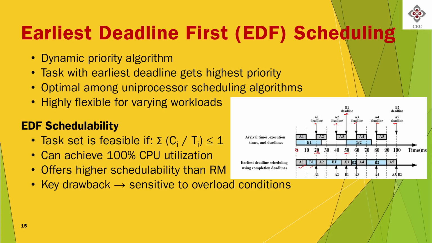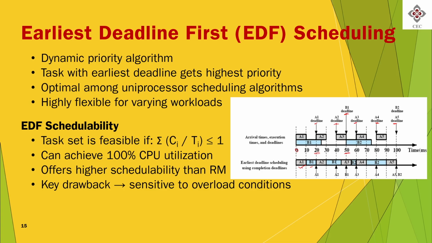Now A1's deadline is 20. So, after this 20 we have to compute the remaining deadline. What is the remaining deadline which is left? Here we have the A2 deadline, which is 40. If you look at this example, since the A1 deadline is 20 and the B1 deadline is 50, A1 has higher priority. So, you are giving A1 the first slot and B1 the second slot.